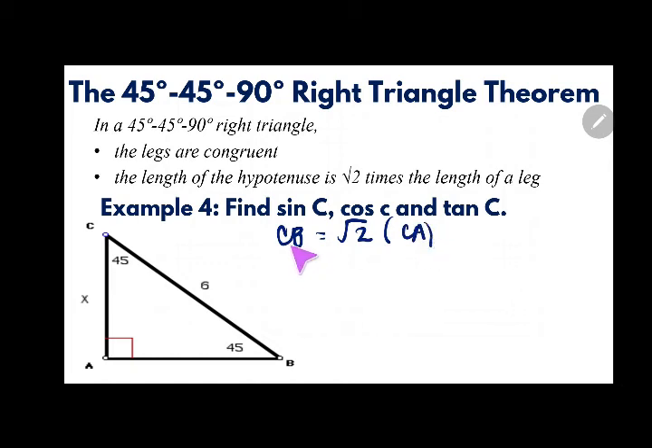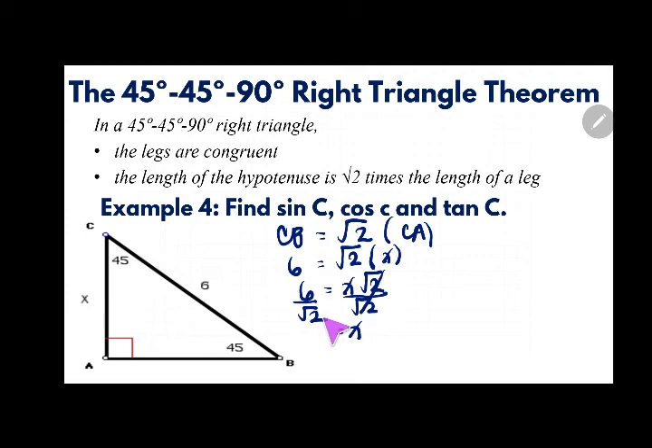We substitute. Ang value ng CB ay 6. Ito yung CB. Equal yun sa square root of 2 times CA. So, CA is x. So, we multiply 6 is equal to x square root of 2. So, since we are only solving for x, i-divide natin both sides by square root of 2. So, pag ginawa natin yan, makakancel yung square root of 2. X na lang ang matitira dito.